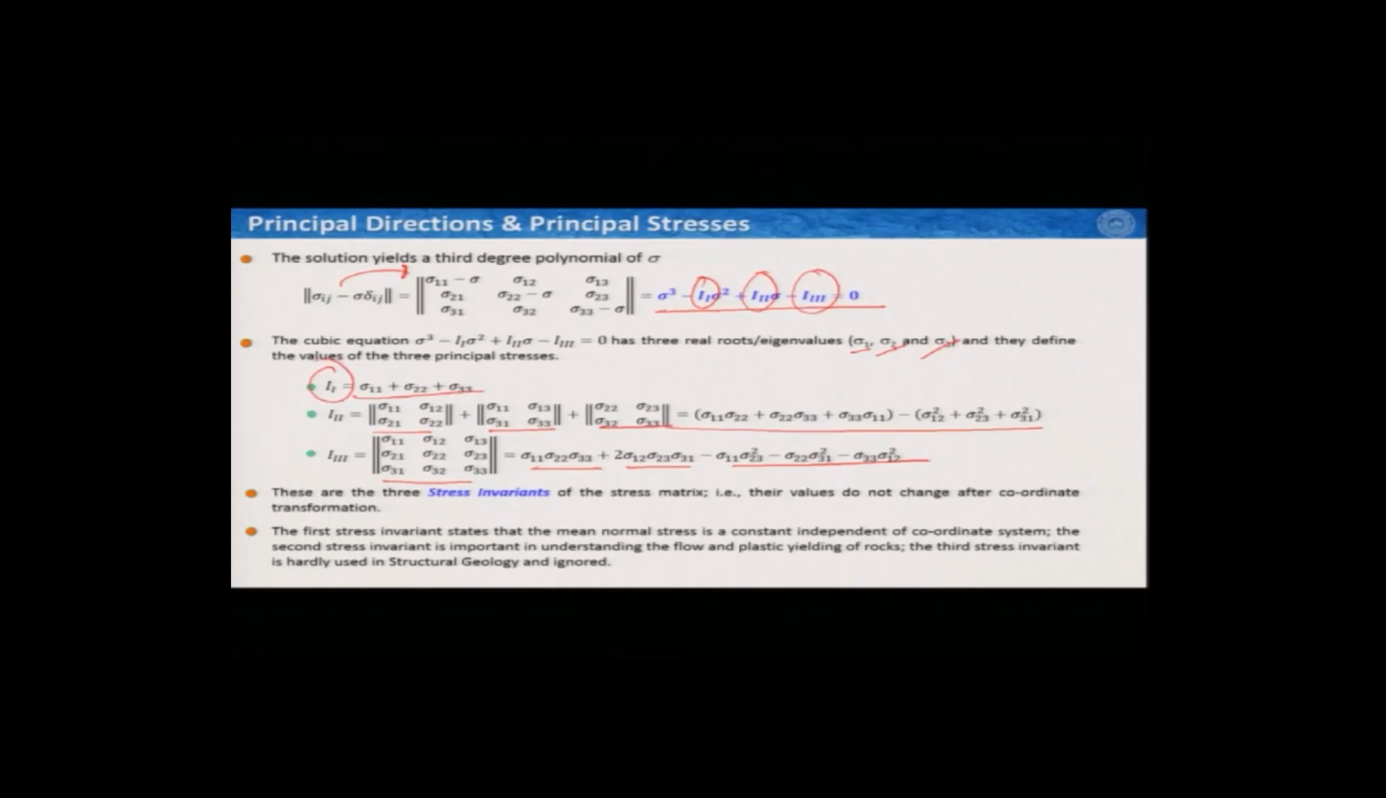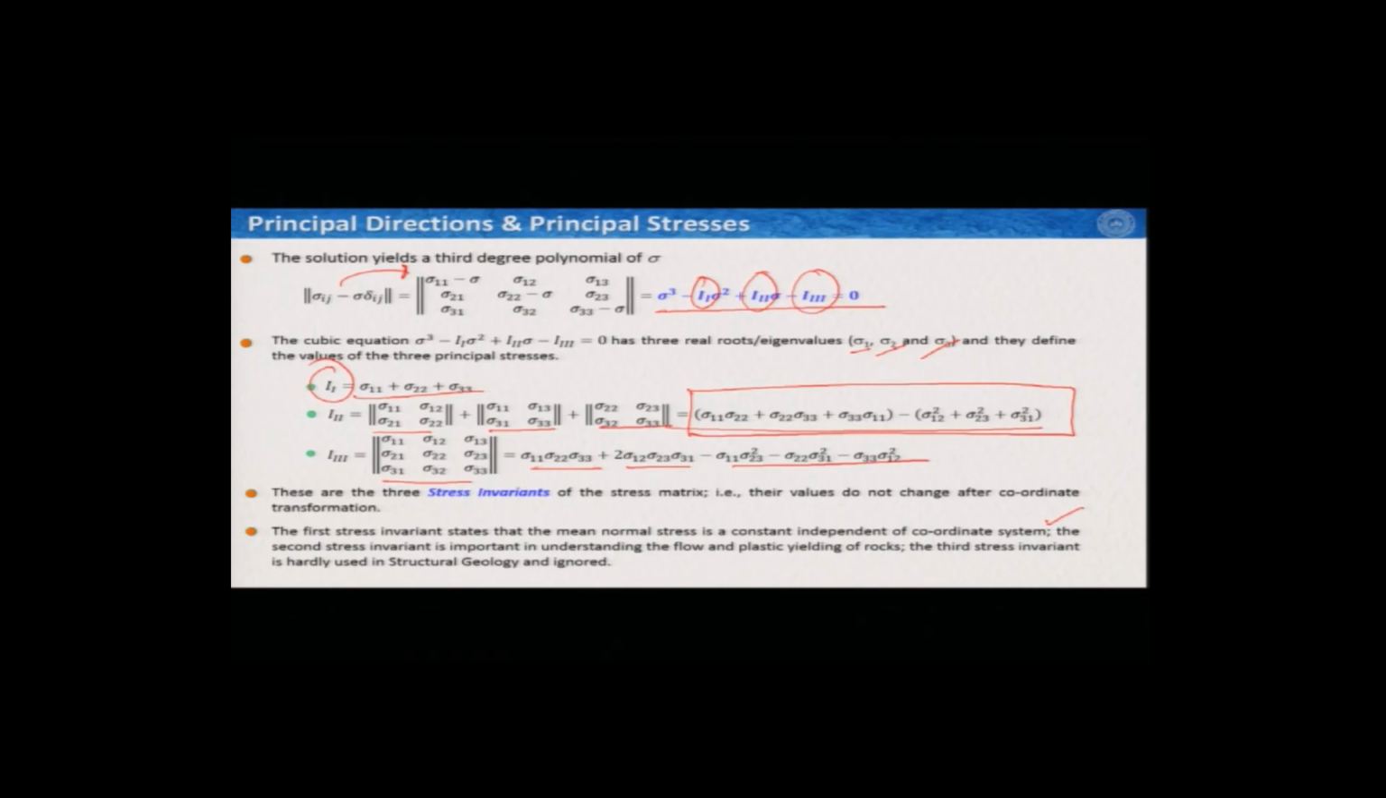Now, the first one, I1, is a stress invariant that is the mean normal stress and is a constant independent of the coordinate system. We will learn soon what mean normal stress is. The second stress invariant, which is commonly expressed this way or in the matrix form this way, is generally applied when you try to understand the flow or plastic yielding of rocks.